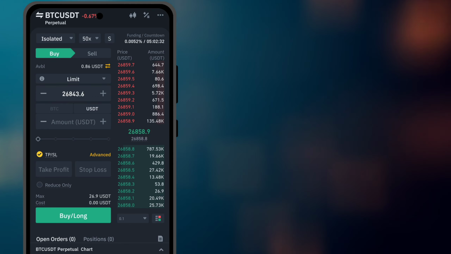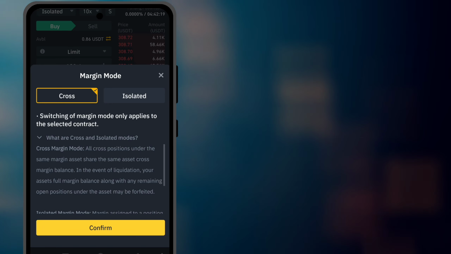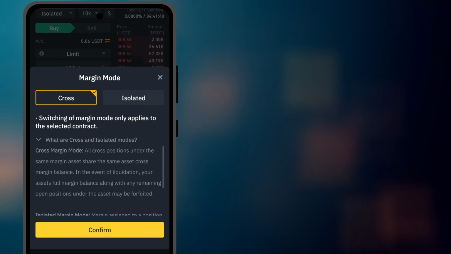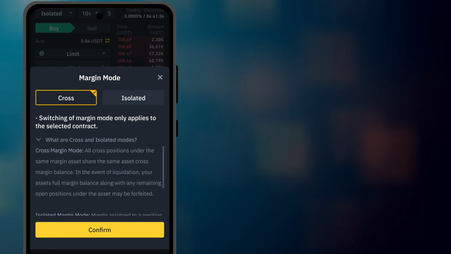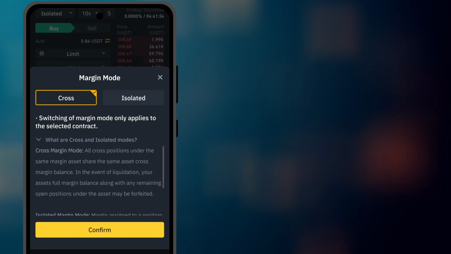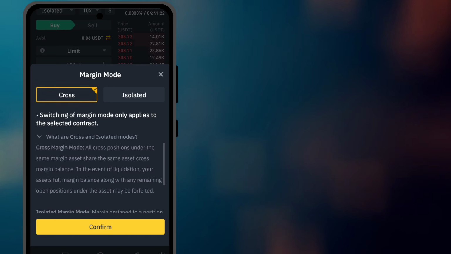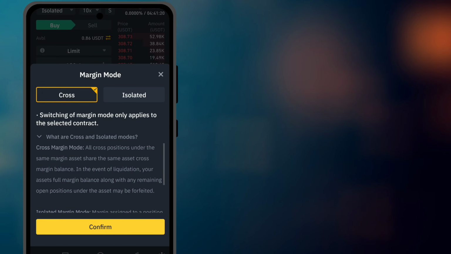Now, to explain the difference between isolated margin and cross margin in simple terms: cross margin is using your entire balance on your Futures wallet and your margin wallet to open or trade a position, which can be very risky, because if it gets liquidated, your entire wallet from your Futures wallet to your margin wallet will be empty because you used cross margin. While for the isolated margin, it's very simple.